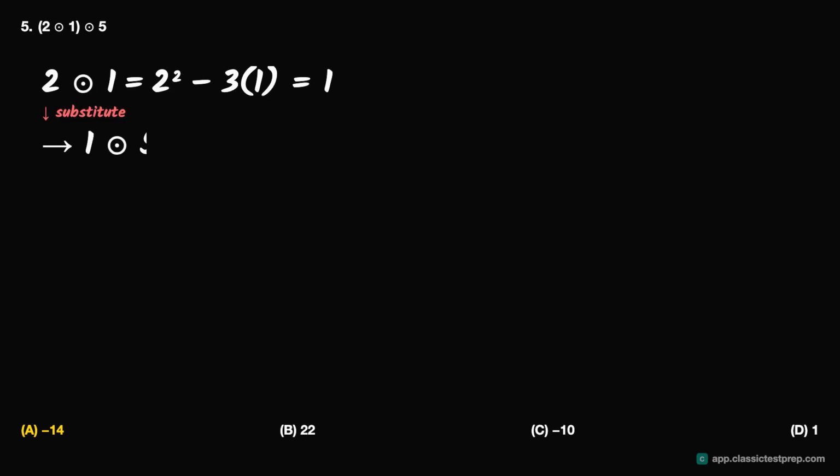All right, let's plug in 2 for m and 1 for n. 2 squared minus 3 times 1, 4 minus 3. So that's 1 for the first special symbols question within the parentheses. Now we have 1 circle 5. So we plug in 1 for m and 5 for n. 1 squared minus 3 times 5 is 1 minus 15, which is negative 14. So the correct answer is A.